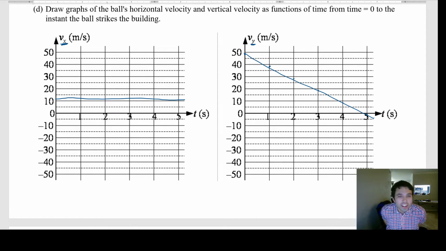All right, so that's number 6. Any questions on number 6 there? I didn't see any in chat, but let me go back and look. Nope.